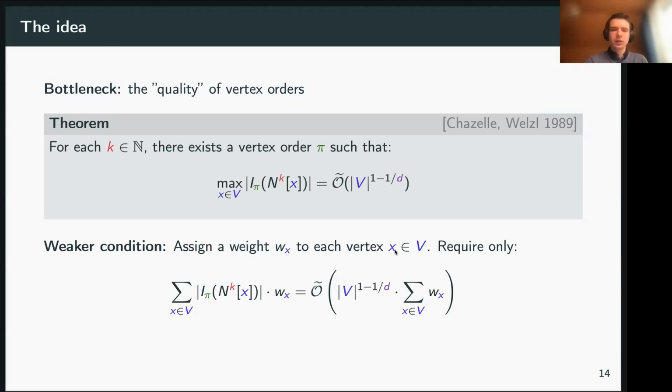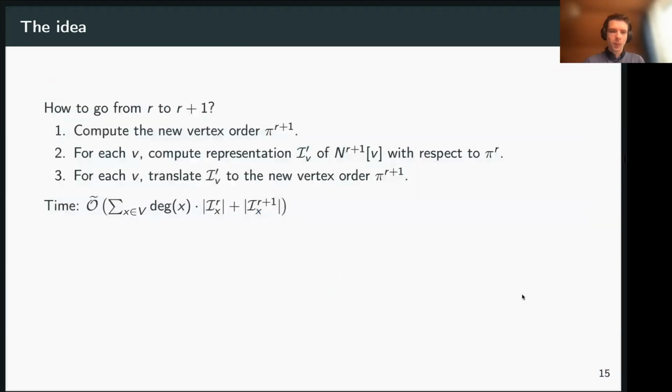So clearly, if we have a vertex order that satisfies the maximum, then it satisfies this weaker condition as well. And it would be the only vertex order that satisfies this condition for all possible choices of weights. We, on the other hand, only want this to hold for this single choice of weights for vertices. And it turns out it is enough.